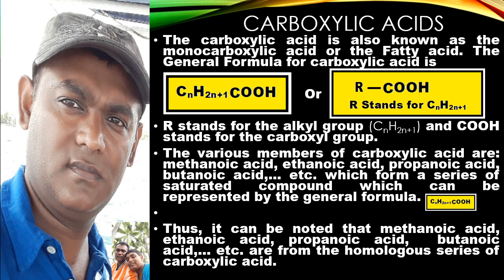This is the functional group of the acid. The various members of carboxylic acid are methanoic acid, ethanoic acid, propanoic acid, butanoic acid, and so on. They form a series of saturated compounds which can be represented by the general formula CnH2n+1COOH. Thus, it can be noted that methanoic acid, ethanoic acid, propanoic acid, butanoic acid, etc. are from the homologous series of carboxylic acid.